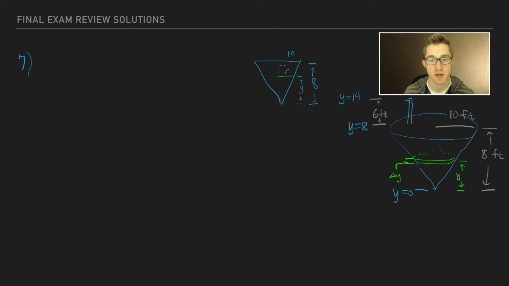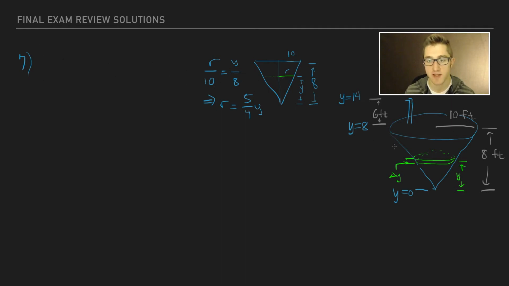So using similar triangles, comparing this big triangle with height 8 and width 10 to the smaller one with height y and width r, I find that r over 10 is equal to y over 8. And then solving for r in terms of y, I get r is 10 over 8 times y, or 5 over 4 times y. So this is the radius of the slice.